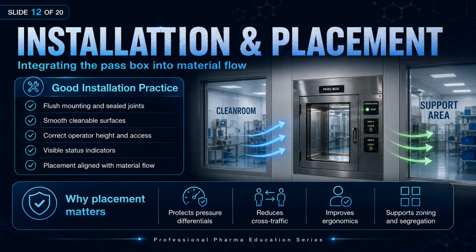The pass box should be flush-mounted with sealed joints to prevent particle accumulation and uncontrolled air leakage. Its location must support the approved material flow pattern without interfering with room pressure, zoning, operator access, or cleaning activities.